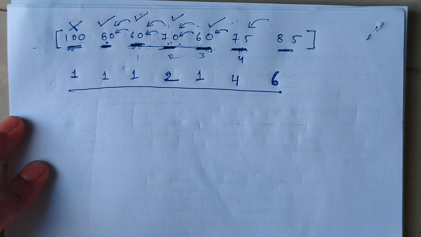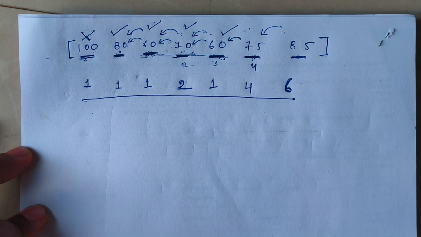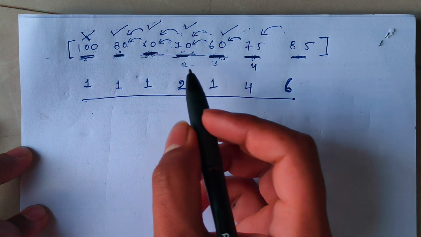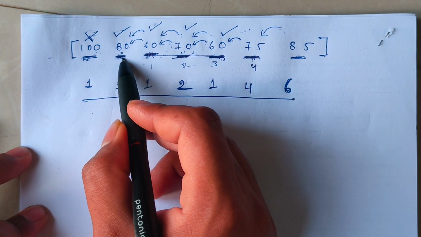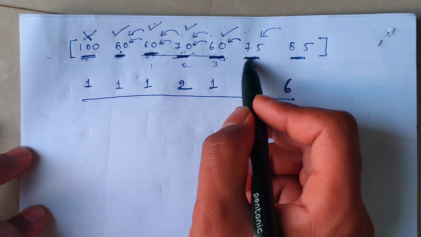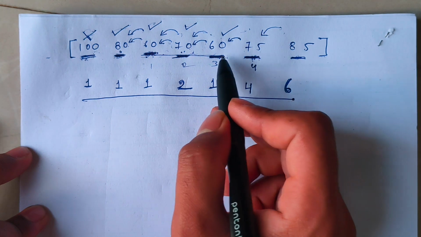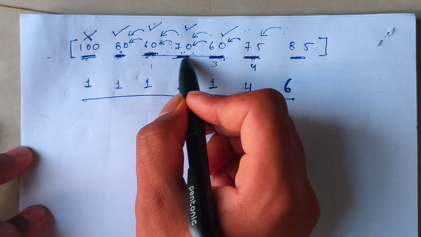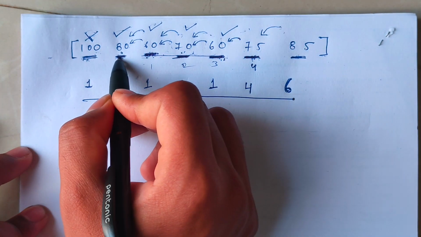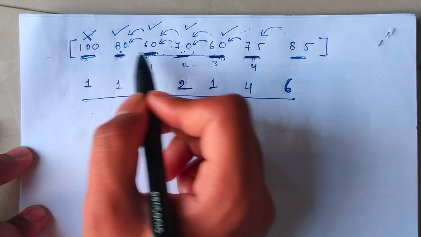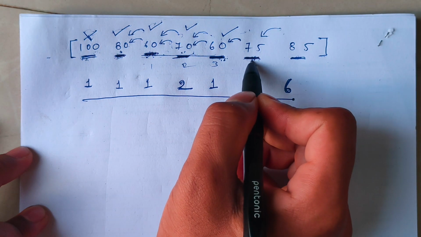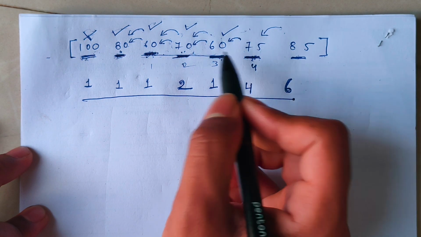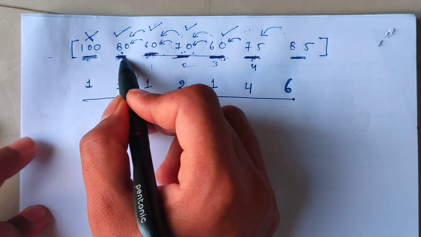So in this case we are stopping at a point where we are getting the greater element. Like for 75, when we are stopping to iterate through its previous elements, 60, 70, 60, and when we are getting the element which is greater than the element, that's where we are stopping.